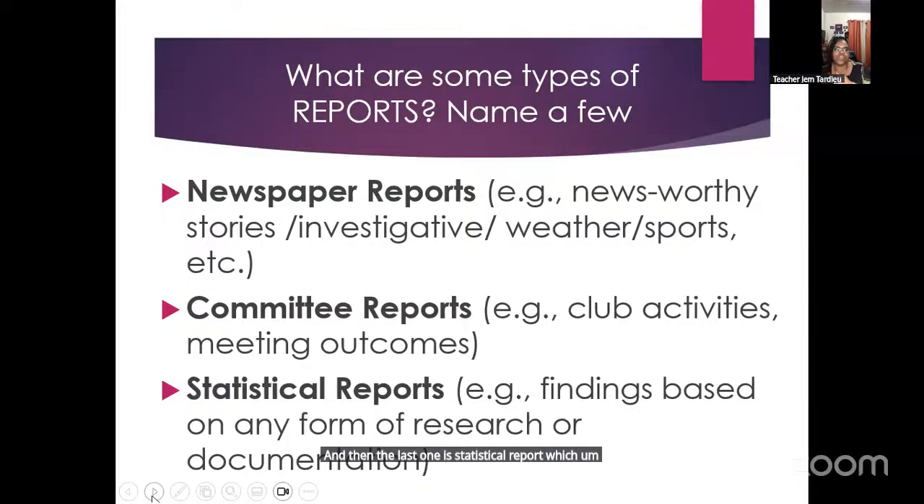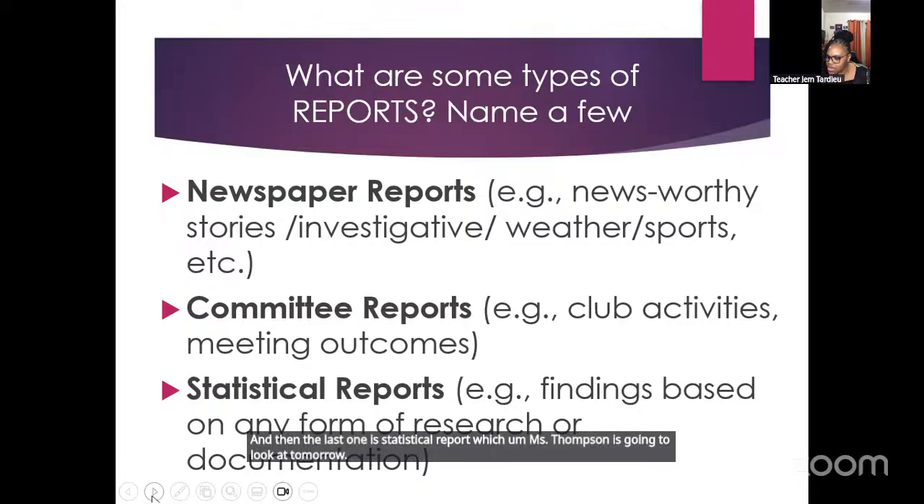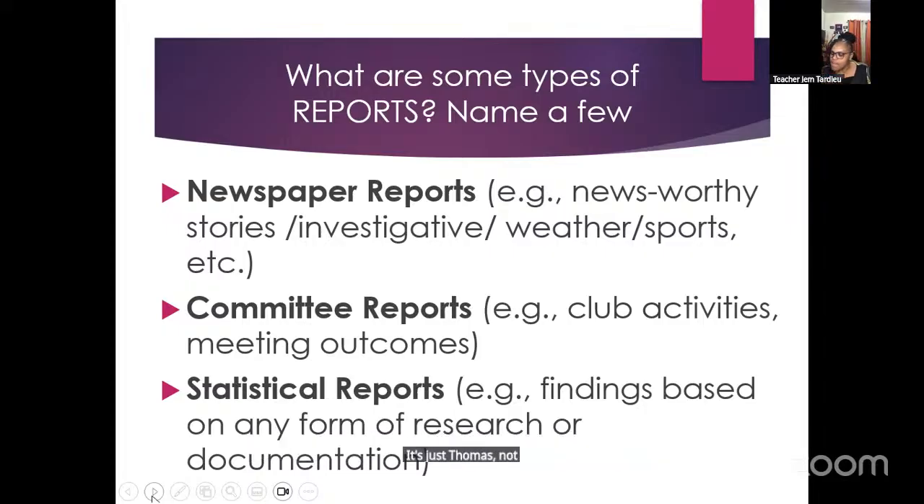Miss Thompson is going to look at tomorrow. Is it Thompson or Thomas? I don't want to say the wrong name. Yes, it's Thomas, not Thompson. Sorry, Miss Kimari Richardson Thomas.